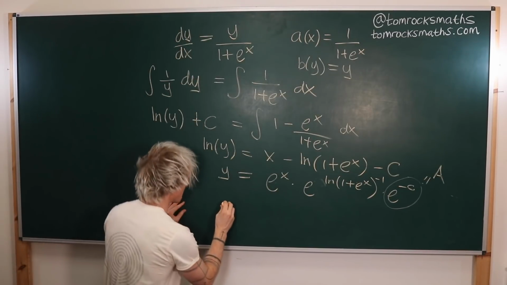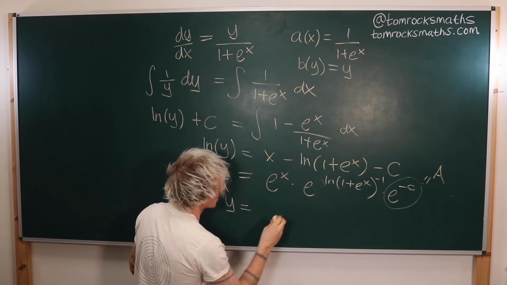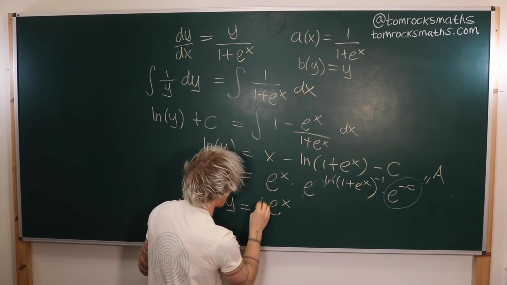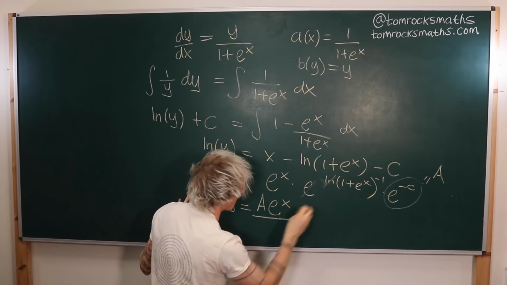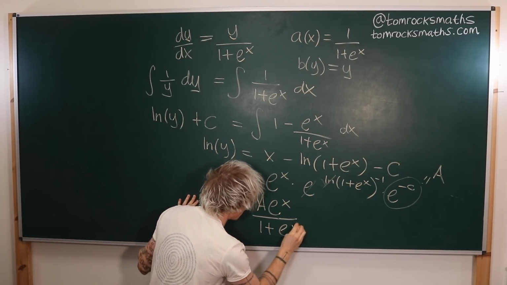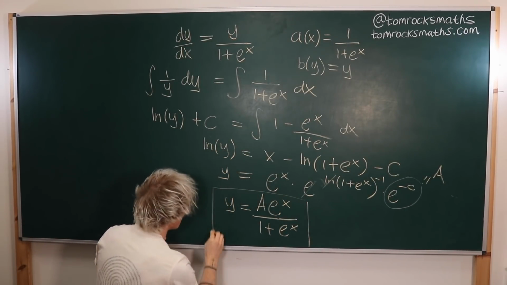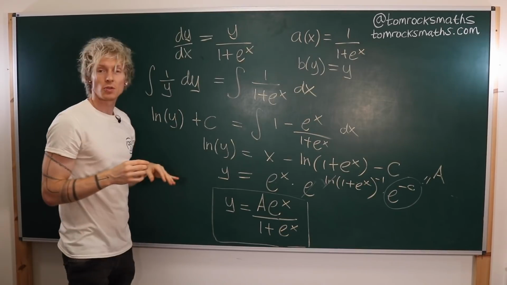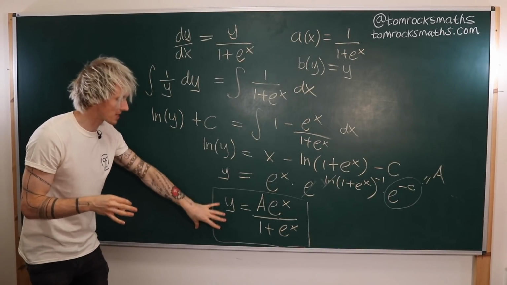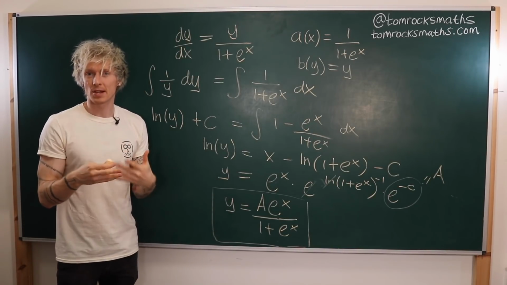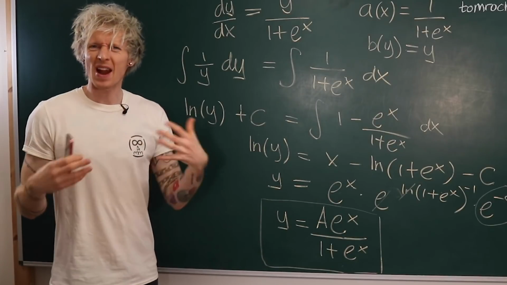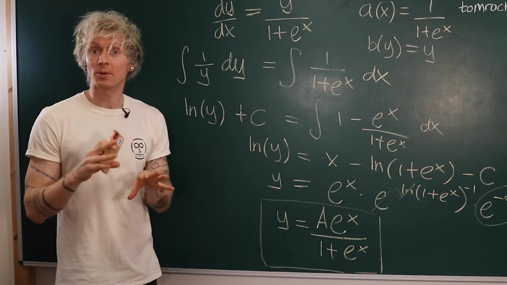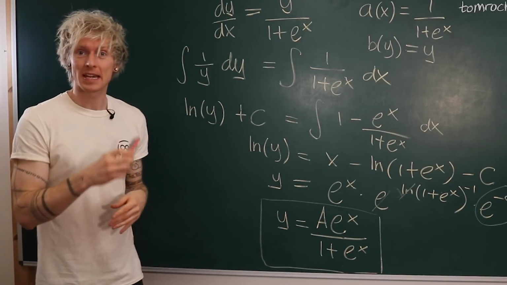And so now my final answer will be y equals the e and the log cancel. So I've got e to the x times that a, and then the whole thing is divided by 1 plus e to the x. So this, I believe, should be the solution to the original first order differential equation. And we found this using this technique of separation of variables. It's of course always good practice to check your answer. Unfortunately, we can do this using the Maple Calculator app. So I have it here on my phone.